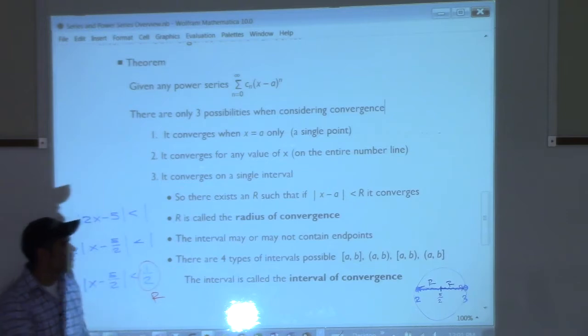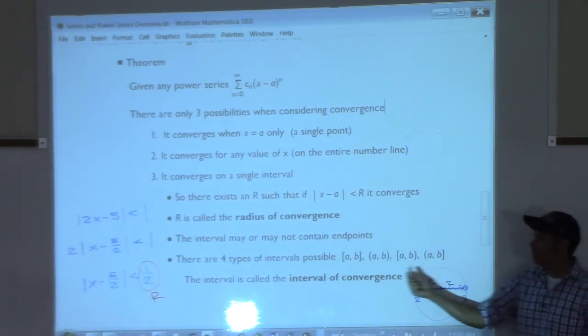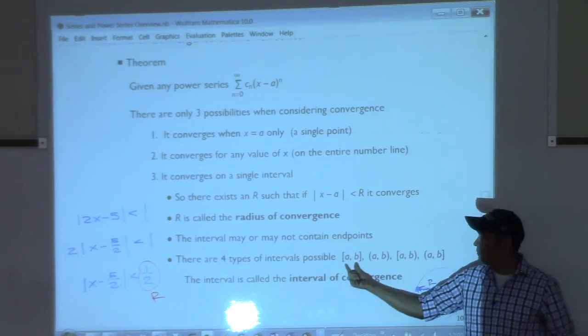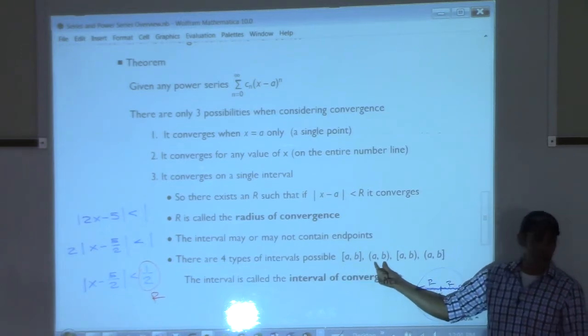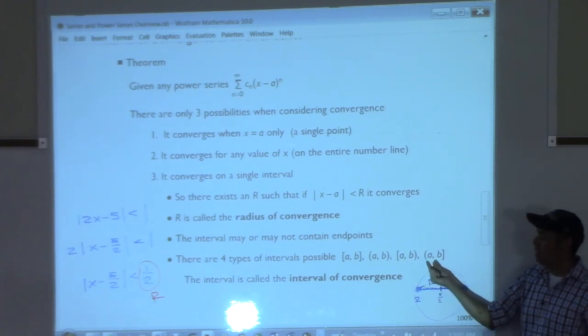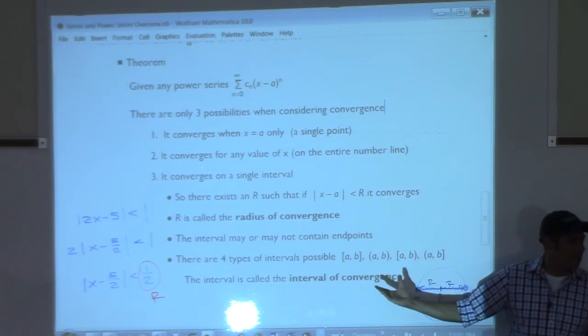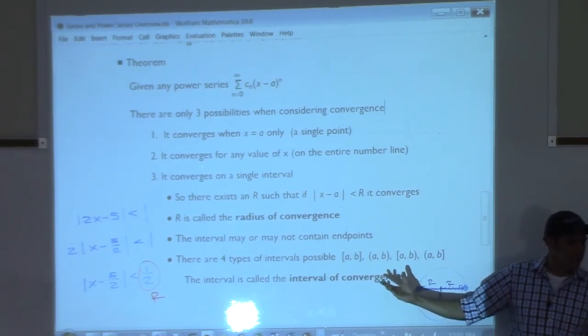And the interval of convergence is going to be one of 4 different things. You're either going to include both endpoints, not include both endpoints, include the left but not the right, or not include the left and include the right. There's only those possibilities. Yeah?